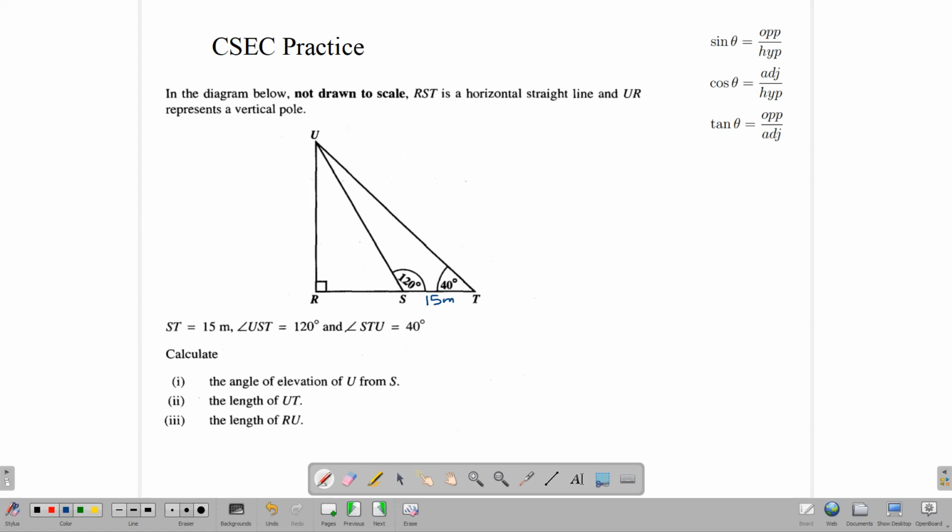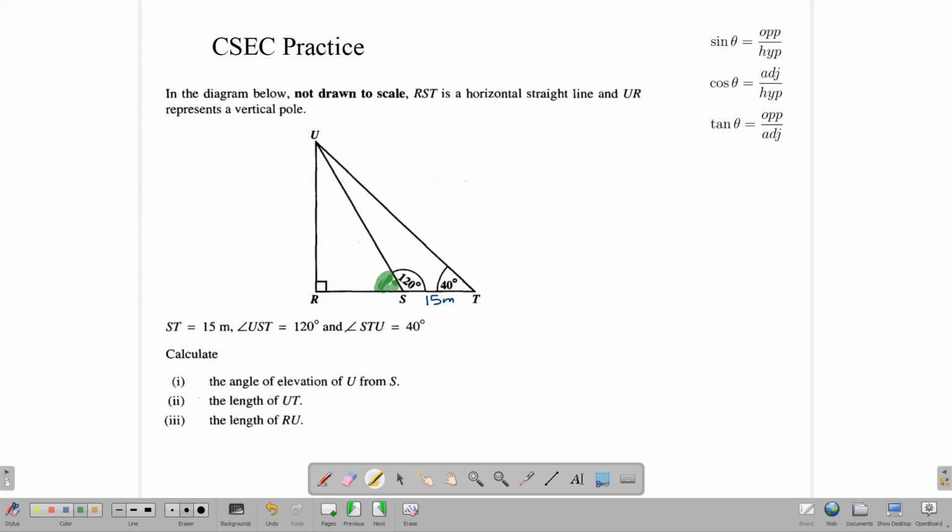And these angles are given. UST is 120 degrees and STU is 40 degrees. So we are to find first the angle of elevation of U from S. So U measured from S. We are at S, so this is where we are, and what we want to find is our angle right here.